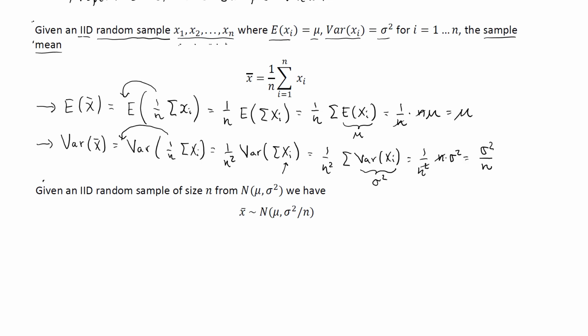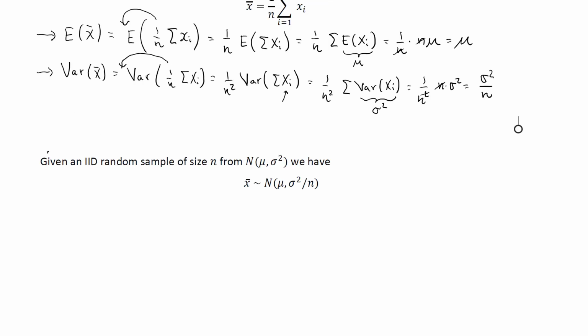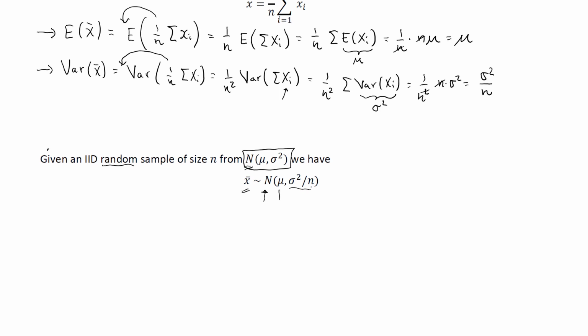There is a lot more to say about the sample mean, but in this lecture I just want to mention one more important property. If my sample is a random sample and each observation follows a normal distribution, so each observation is N(mu, sigma square), then in addition to finding the expected value and the variance of the sample mean, we can actually find the entire distribution of the sample mean. In this case, the sample mean will also follow a normal distribution. We already know that the expected value is mu and that the variance is sigma square over n.